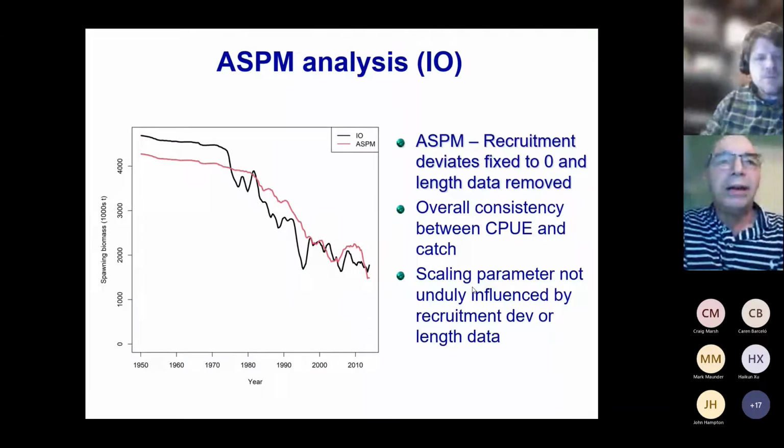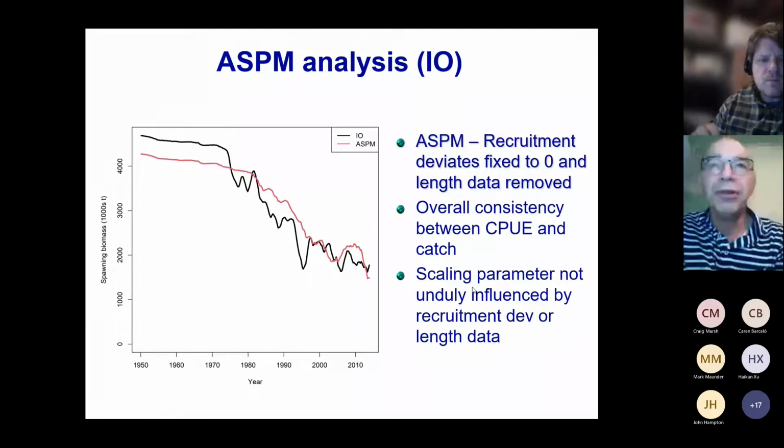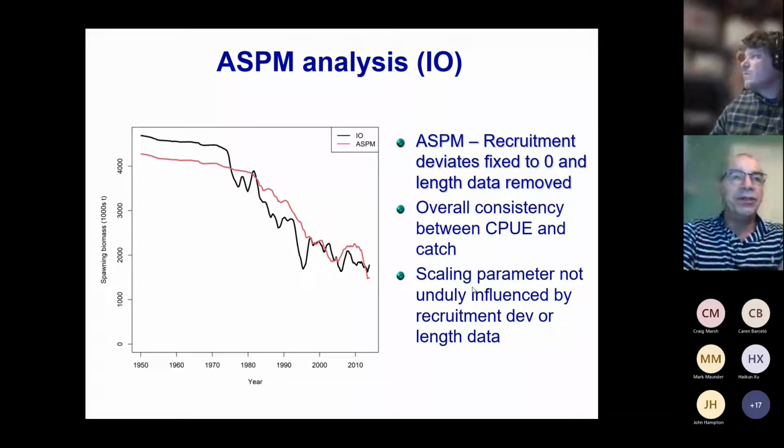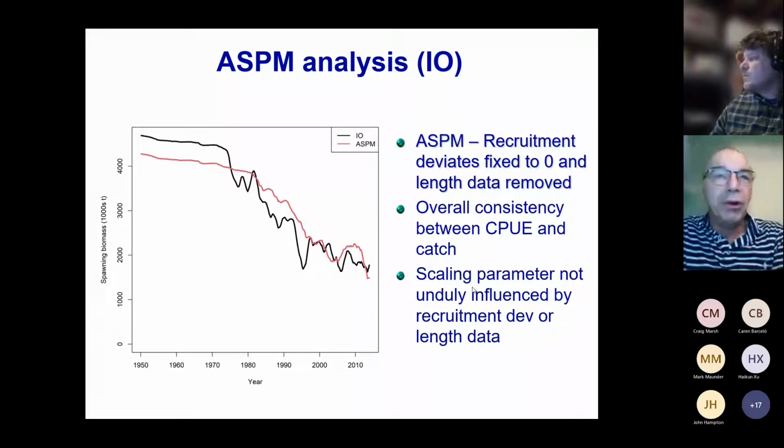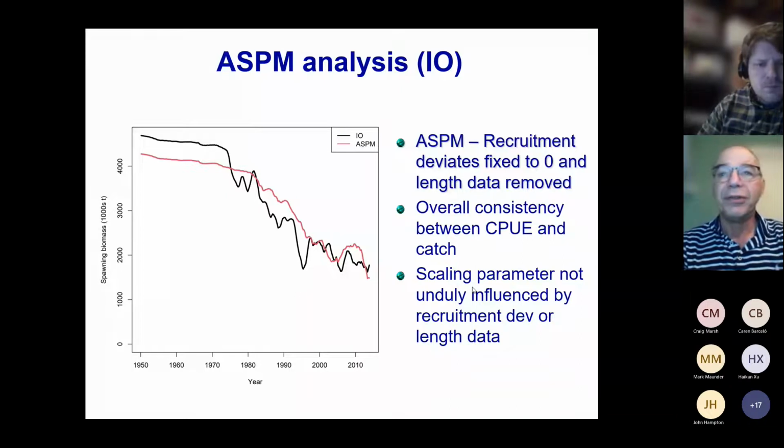We did an age structure production model comparison. Essentially it just fixes the recruitment deviations to 0, and we don't use the length data at all. So basically, we're just driving the model with the CPUE and catch as if it's a production model. And in this case, the scaling is pretty similar. So you know what we're seeing in the analysis.